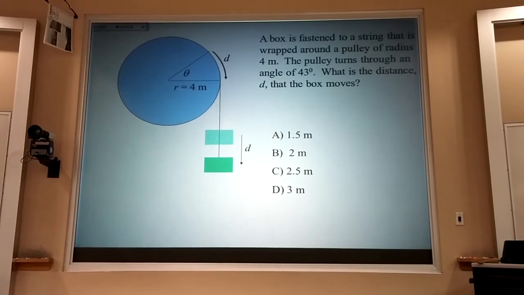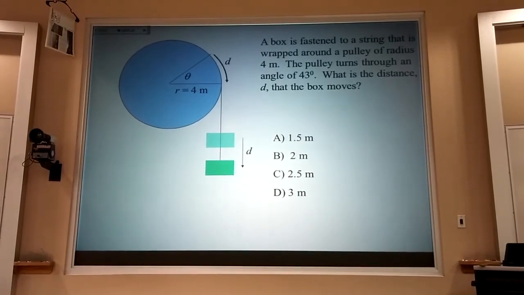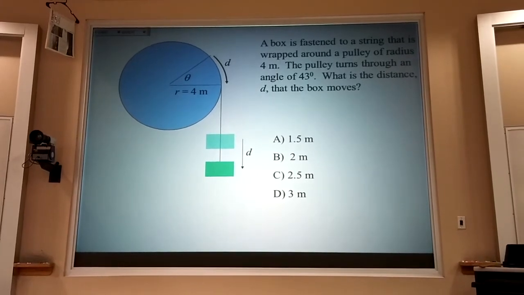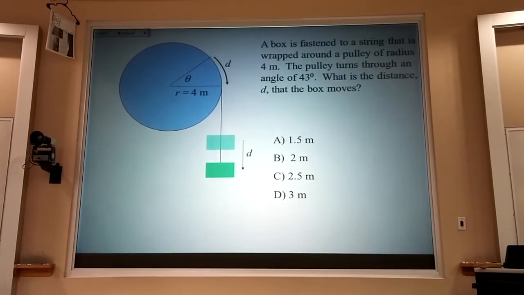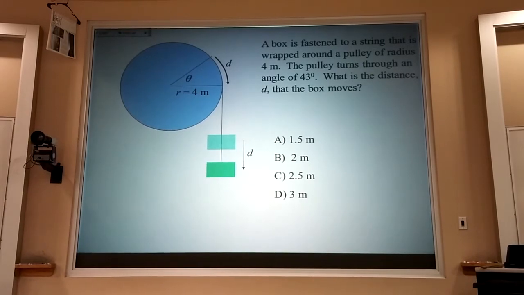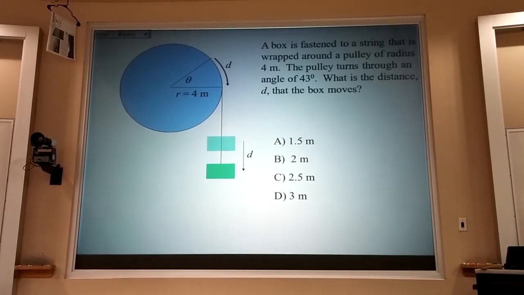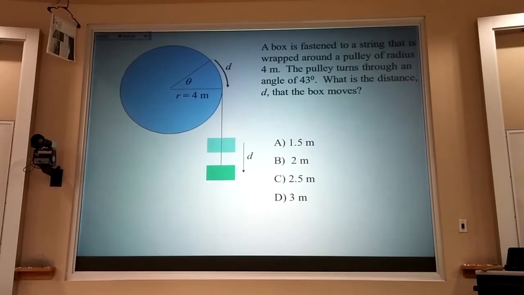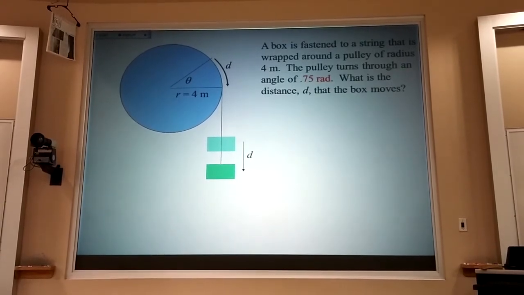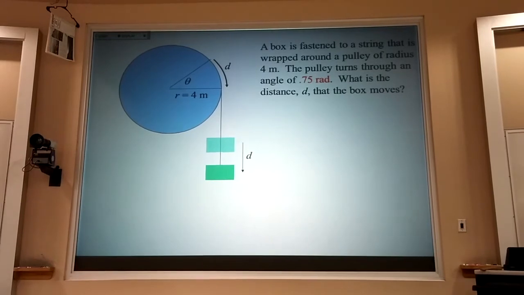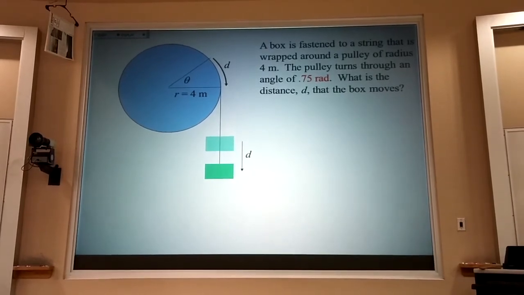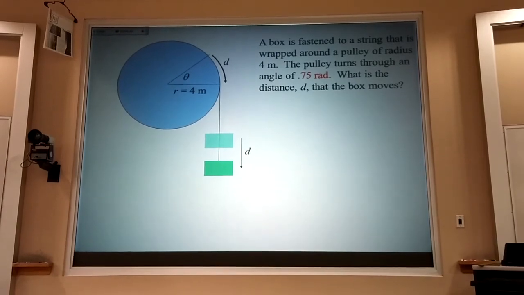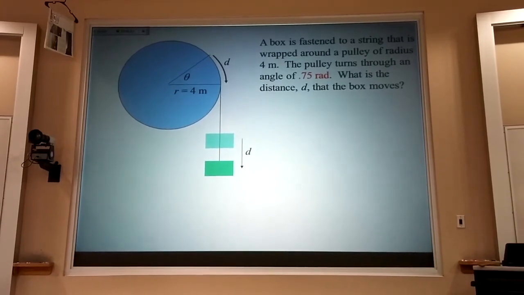Now that arc length would be oh so simple to calculate if I had given you the angle in radians. But I purposely gave it to you in degrees to show you how complicated this can be if you're using the wrong units. If I had told you that 43 degrees is exactly the same as 0.75 radians, now it's going to be simple to solve.